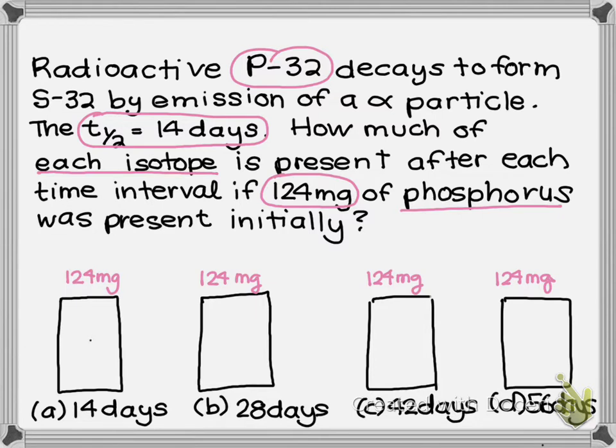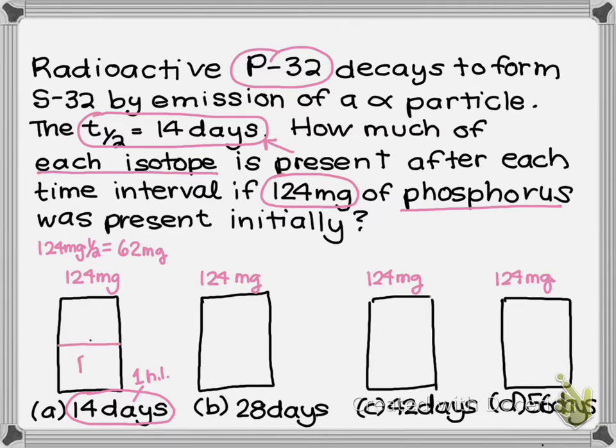And so looking after 14 days. So 14 days is one half-life. I'll just put HL for half-life, the number 1. So my sample has been divided in half. So I'd have 124 milligrams times 1/2, and that would equal 62 milligrams. So at the end, my whole sample would be divided in half.